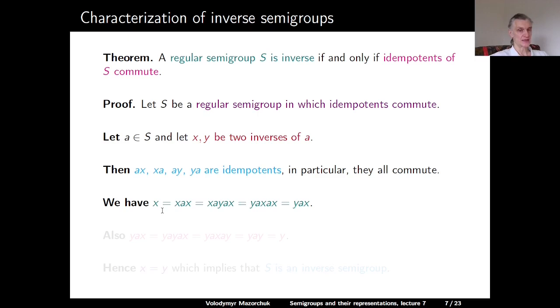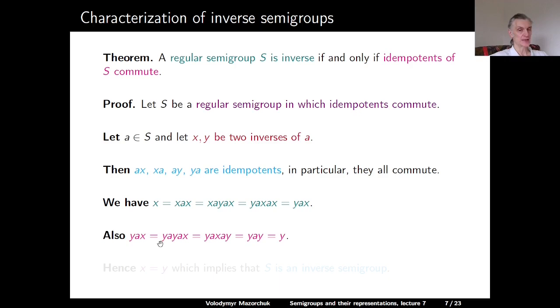So we have X is equal to XAX, because X is an inverse, and A is equal to AYA, so this is equal to XA YAX. Now we swap YA and XA, we get YA XAX. We collapse XAX to X, and we get YAX. So X is equal to YAX.